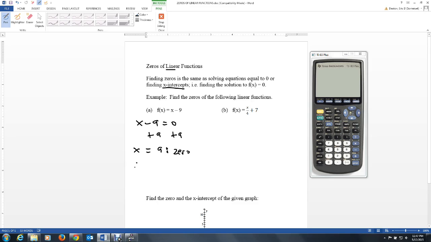Now the x-intercept would be (9, 0) because the intercept is a point on the x-axis. So that's the x-intercept. If I misspoke and said y, I meant x-intercept.